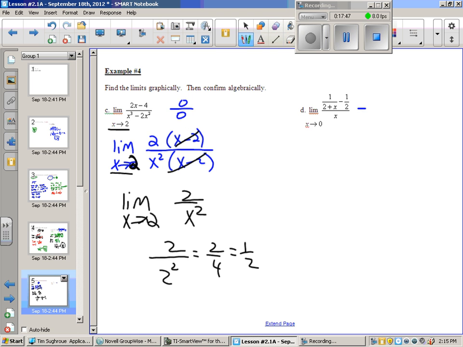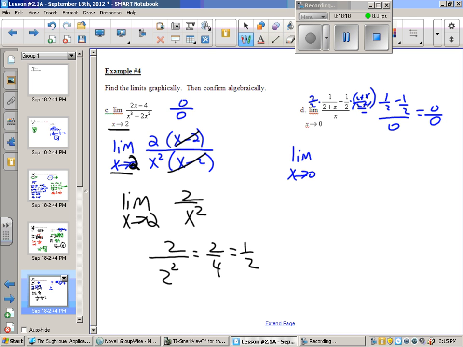If you plug 0 in, you get 1/2 minus 1/2 over 0, which is 0 over 0. This one, though, is not factorable. It's not a factorable situation. There must be another way to simplify. There is one like this on a test or quiz in the future, so make sure you know how to do it. Again, it's all about getting common denominators. Multiply this fraction by 2 over 2, this fraction by 2 plus x over 2 plus x.